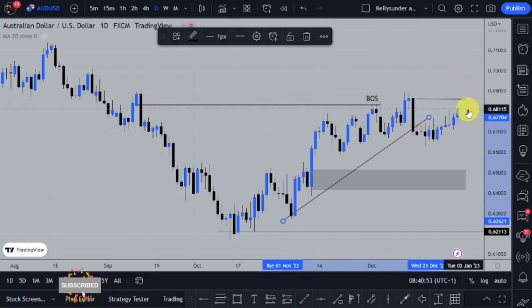So you also don't expect this high to take out this high. So you expect to sometimes sell into this break of structure, because the market has actually broken lower on the daily time frame. Let me show you guys what I'm talking about.